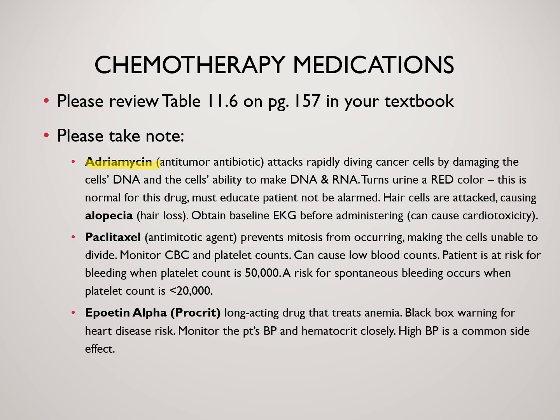So this first medication, it's called doxorubicin or adriamycin. It's on the very top of table 11.6. The thing to note about that is it attacks rapidly dividing cells by damaging the DNA. It turns the urine a red color. That's something to note because you would definitely want to teach your patient that. Teach them that it's not blood in their urine, it's just the medication's effects. That's completely normal for this drug, so you have to make sure you teach your patients, otherwise they'll be very alarmed.